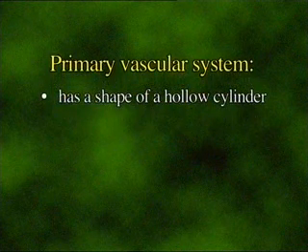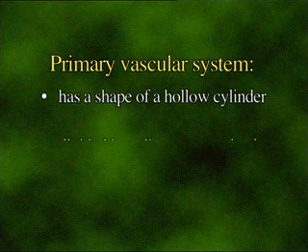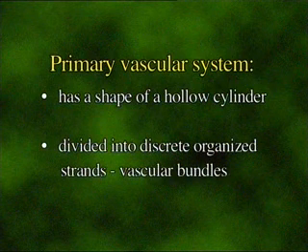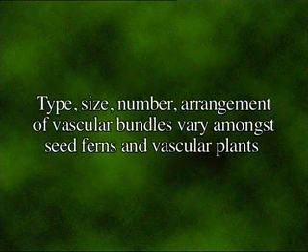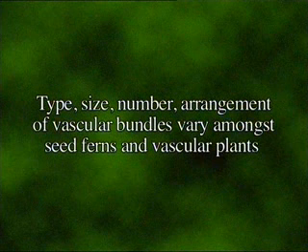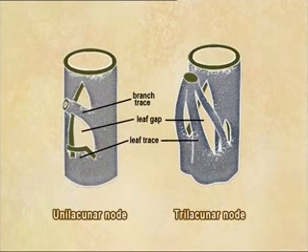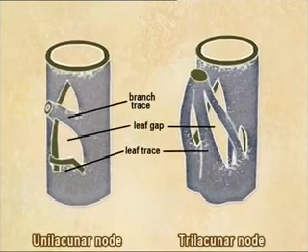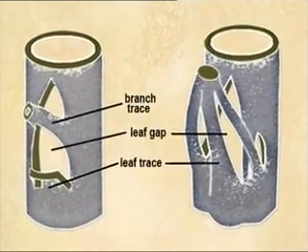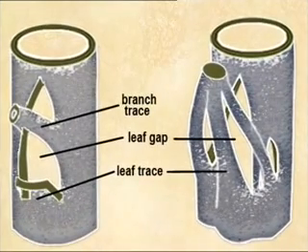The primary vascular system may have the shape of a hollow cylinder, or it may be divided into discrete organized strands called the vascular bundles. The type, size, number and arrangement of these strands vary amongst the seed ferns and vascular plants. These variations in the structure of the primary vascular cylinder are obvious while we study the anatomy of nodes, where the central cylinder is broken by leaf gaps and branch gaps.